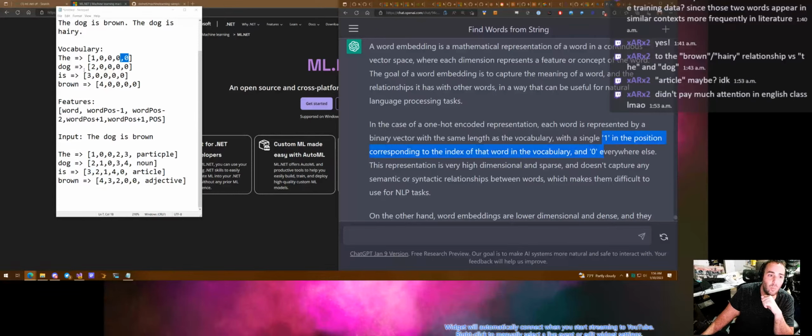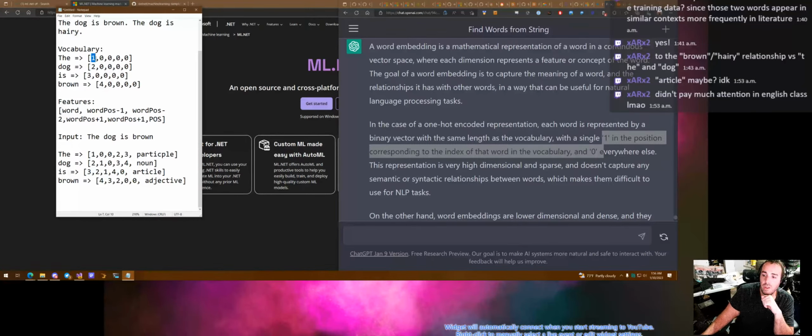Oh, so it's not 1 here, and it's not 2, and it's not 3, and it's not 4, right? So if your vocabulary is the dog is brown, so 4, then 1 is going to be here, the rest are 0. So this would be here, and this is here. So there's apparently a ready way to do this, right? And then this would be 0, and this would be 1.